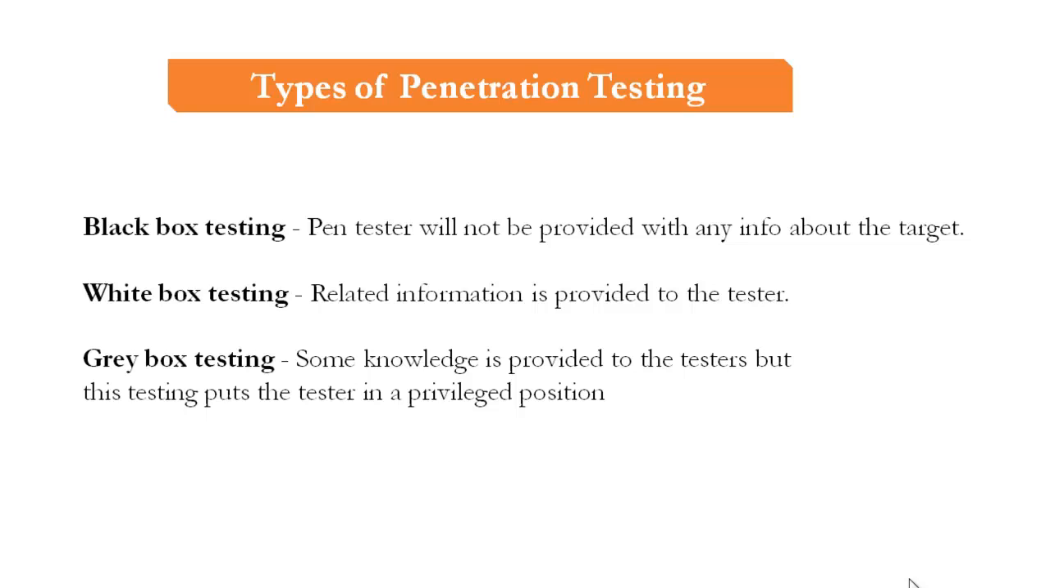And the next one is white box testing. In this case, related information is provided to assess the security against specific attacks or specific targets. Companies choose this method when they need a complete audit of their security. And coming to gray box testing, some knowledge is provided to the testers, but this puts the tester in a privileged position. This would normally be a preferred method when cost is a factor, as it saves the penetration testing team the time to uncover publicly available information.